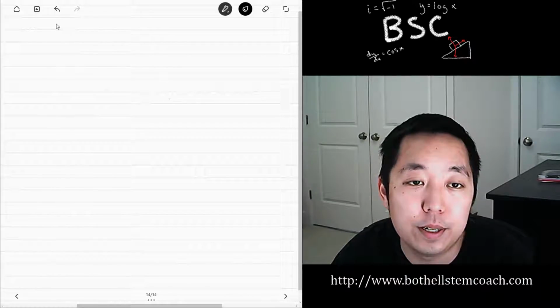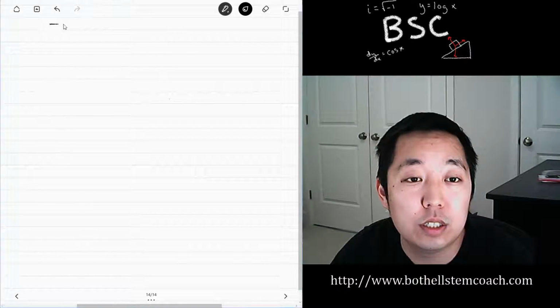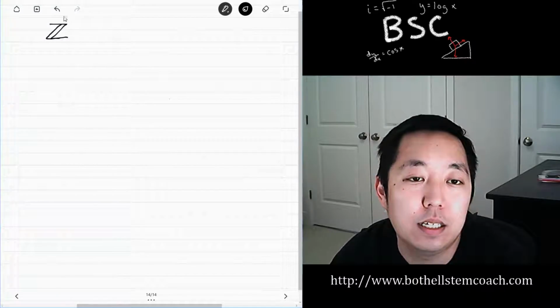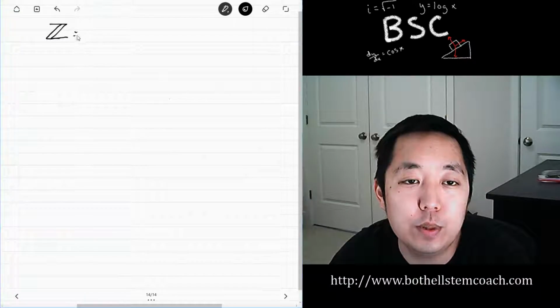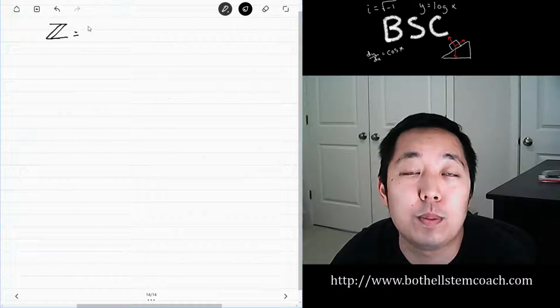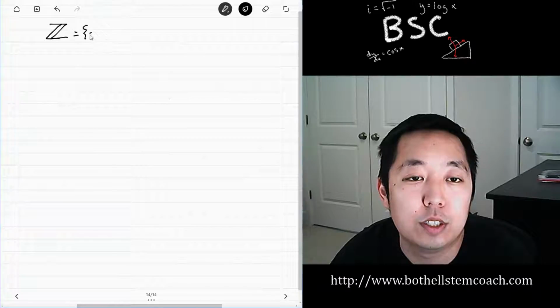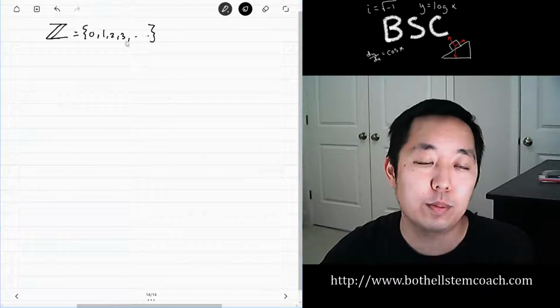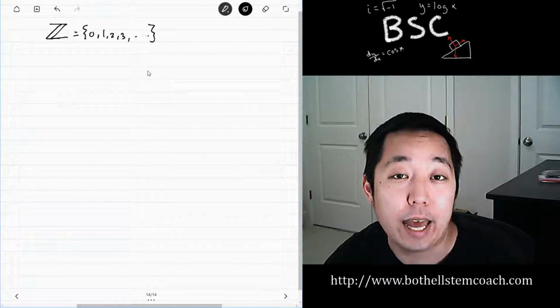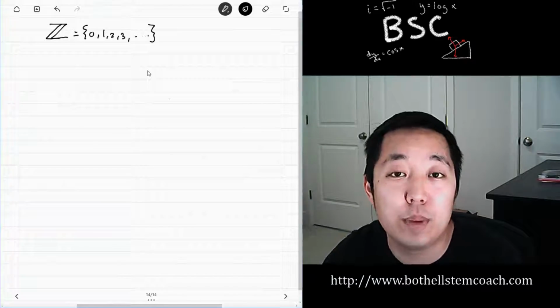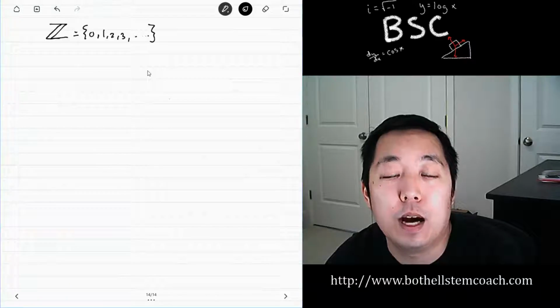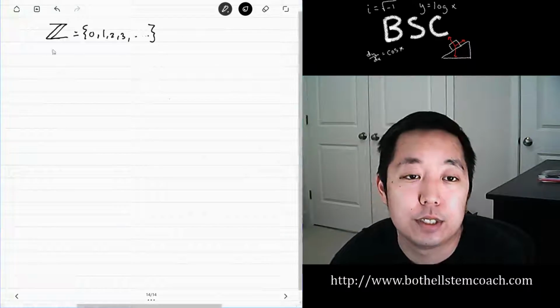So consider the set of integers. The set of integers is usually described with this Z. I don't know why, Z. But this represents all the counting numbers like 0, 1, 2, 3, etc., right? And with integers, in our number system, we can multiply and we can add. Those are two pretty fundamental operations in this number system.